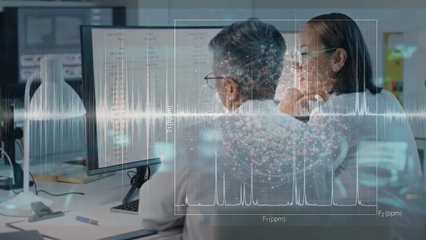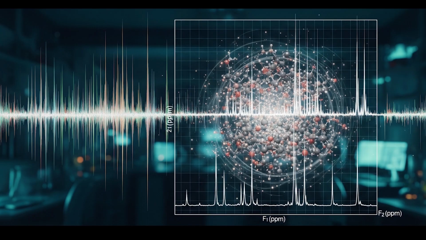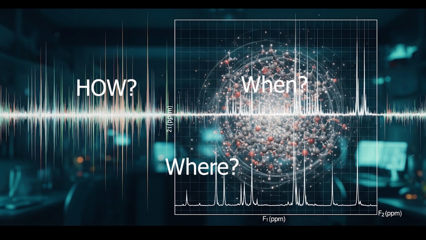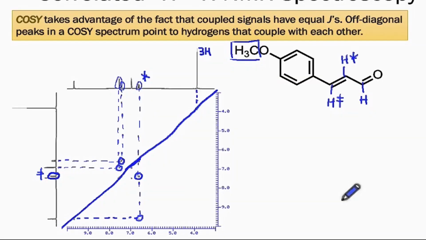Welcome back to the NMR series. In this video, we're diving deep into the world of two-dimensional NMR spectroscopy: what it is, why it's needed, how it works, and the different types of 2D experiments that reveal the hidden secrets of molecular structures. So while 1D NMR tells us what atoms exist, 2D NMR tells us how they're connected.